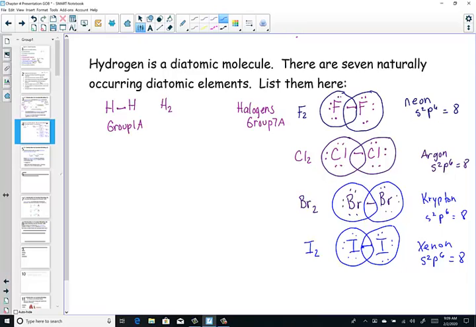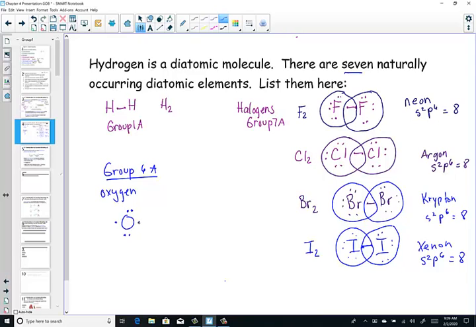We said that there were 7 naturally occurring diatomic elements. We've shown you 5 so far. Let's go to group 6A, and I'll show you the next one. Group 6A, we're going to find oxygen. Now, oxygen is a gas at room temperature, and so when we draw its 6 valence electrons, I'm just going to draw 1, 2, 3, 4, 5, 6.